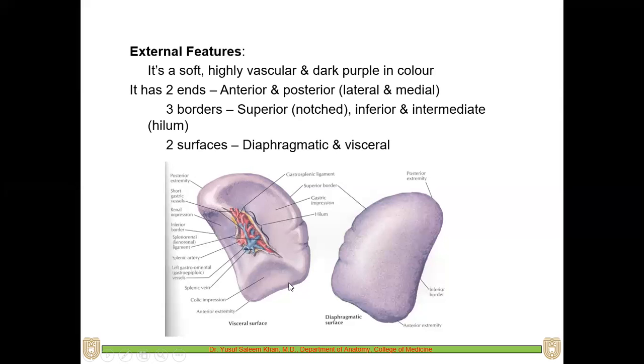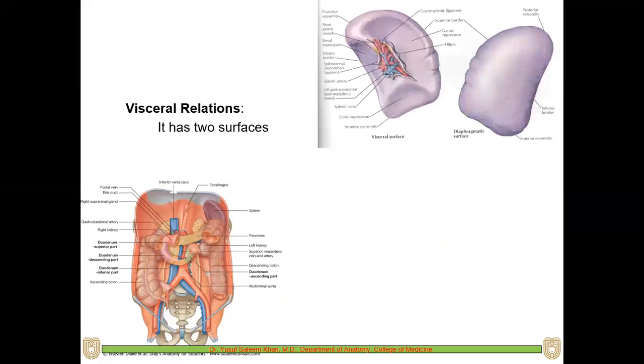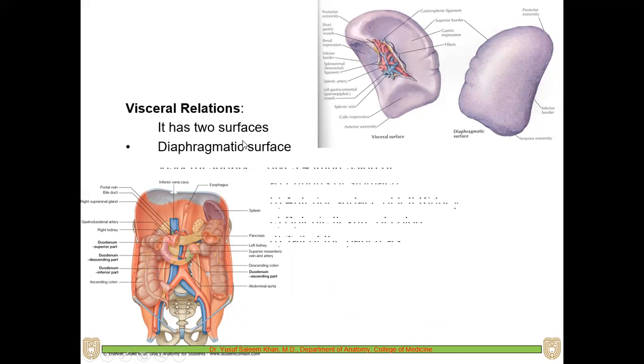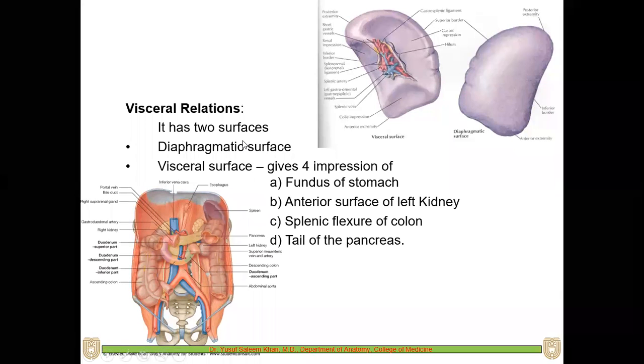Okay, the visceral surface will be facing forwards because the spleen is behind, and the diaphragmatic surface will be in contact with the diaphragm. So if you see here, this is how it is present. The diaphragmatic surface is in contact with the diaphragm, and the visceral surface is in contact with the viscera of the abdomen. So this is their actual position.